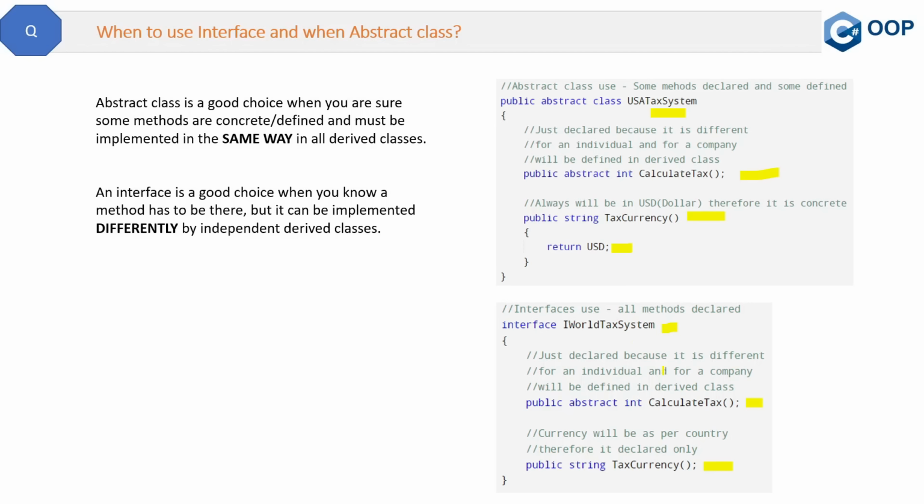So that is when we will use interface, and I think now you can easily differentiate when we should use abstract class and when you should use interfaces.